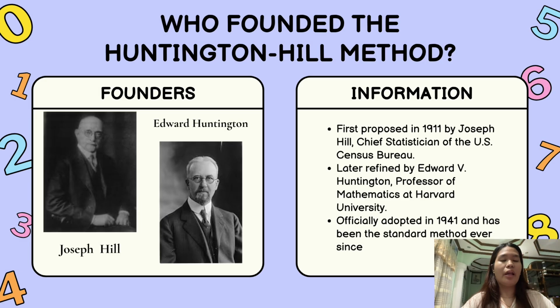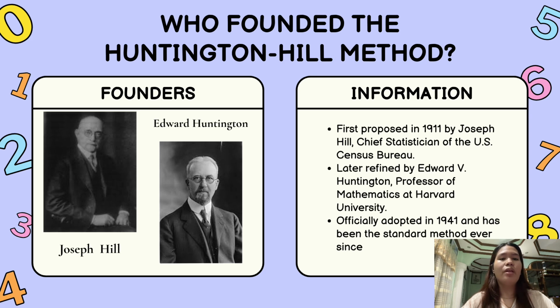Joseph Adna Hill was a chief statistician at the U.S. Census Bureau in the early 1900s. He wanted a fairer way to divide seats in Congress so that large and small states would be more equally represented. In 1911, he first proposed the equal proportions method.